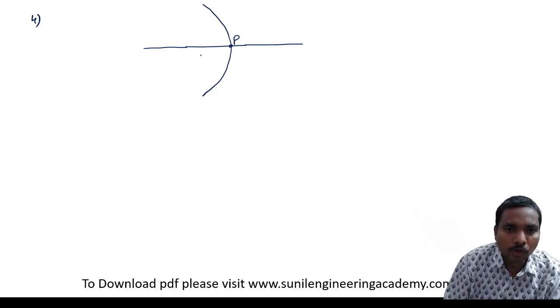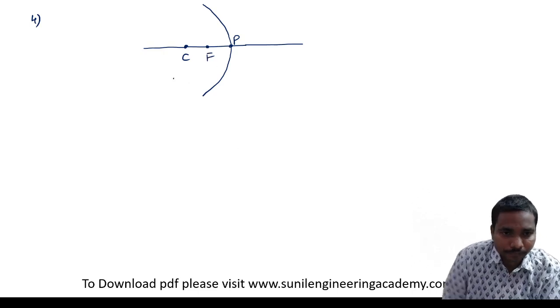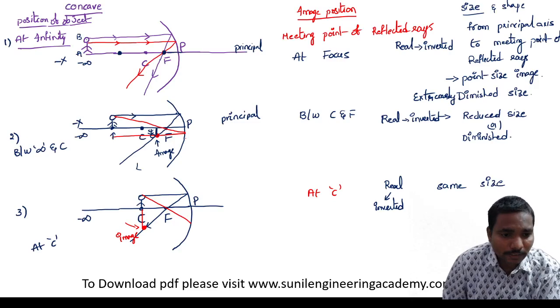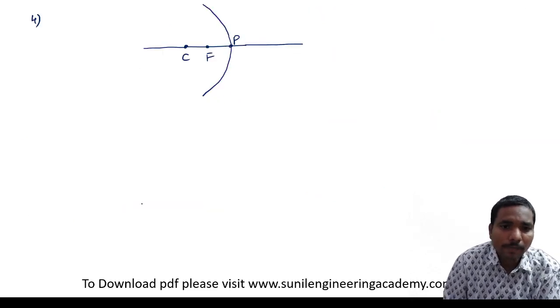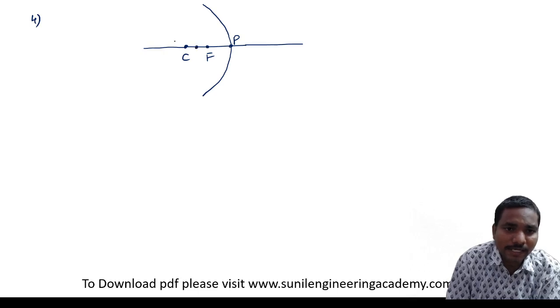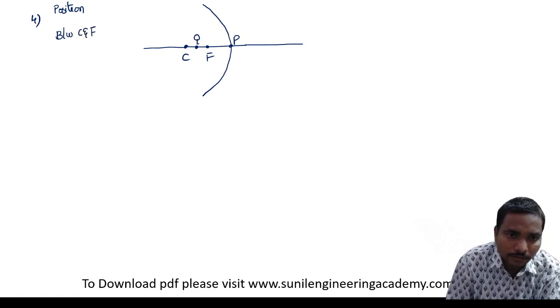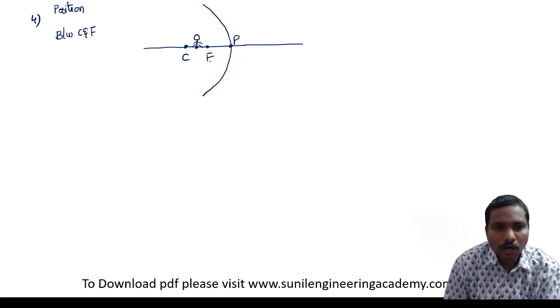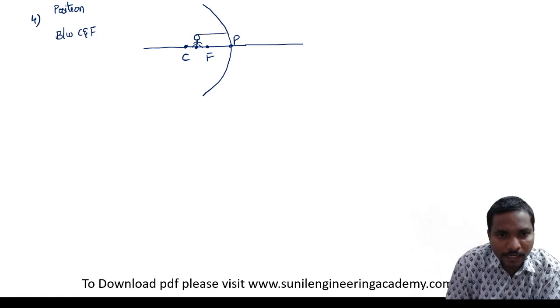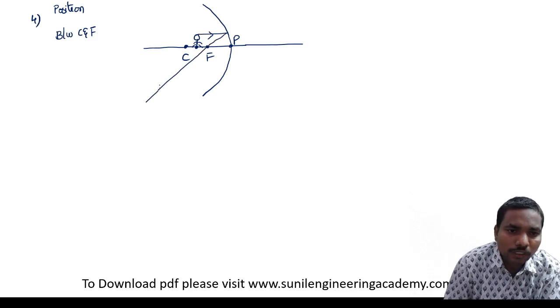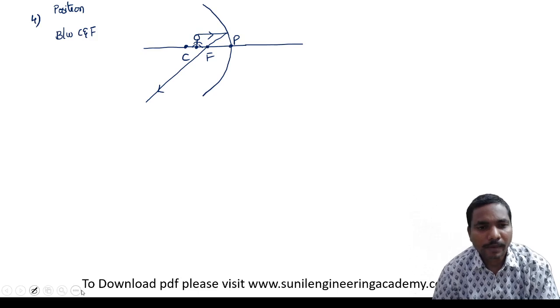Here, pole, center, focus. Okay, so already you have placed the object at the center of curvature. Now beyond the center of curvature, that means between C and F, your position of object is between C and F. Here you have placed. Now, any one light ray parallel to the principal axis will be reflected back through the focus.